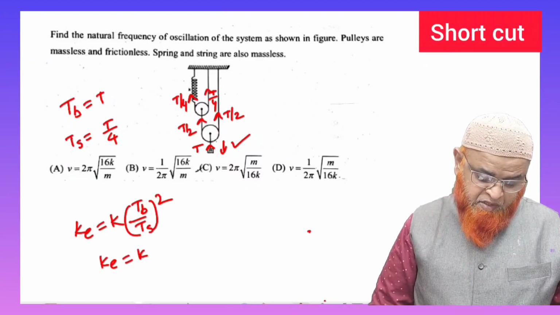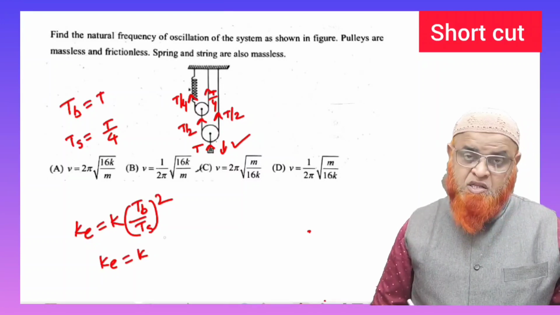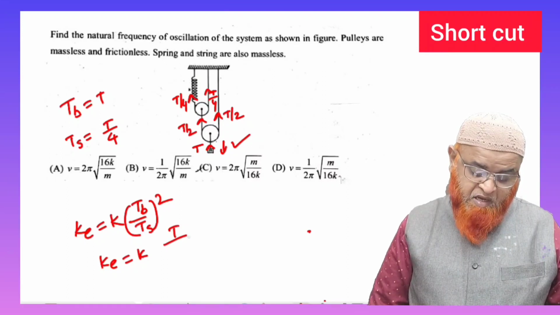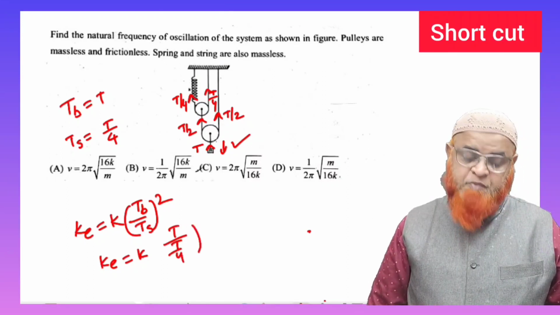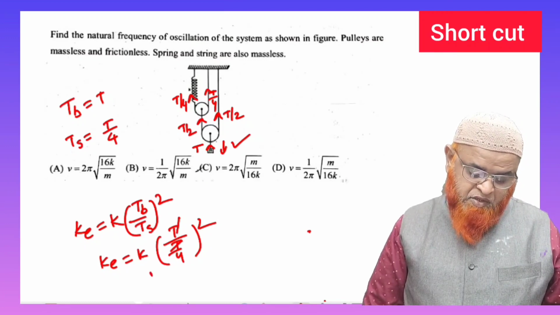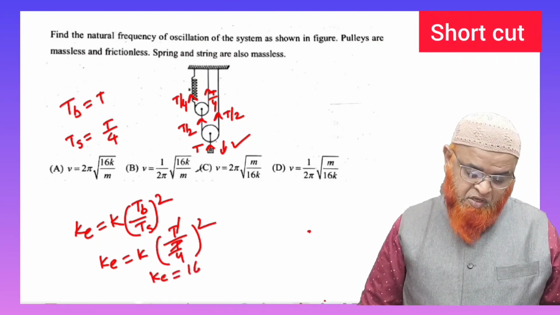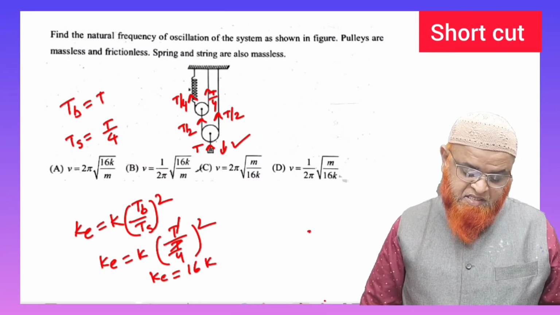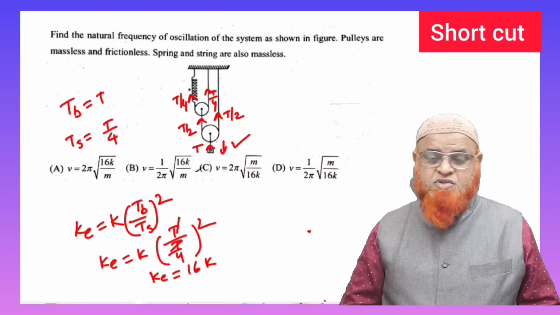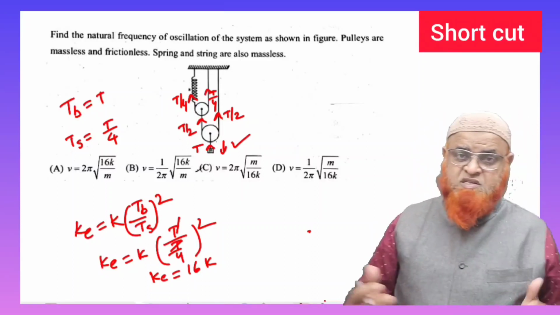So K effective is nothing but K times (tension on the block, which is T, by tension on the spring, which is T by 4) whole square. So T and T get cancelled here. So K effective will be 16 times K, because the reciprocal of 4 comes to the numerator, going to be 16 here, 4 squared is 16.